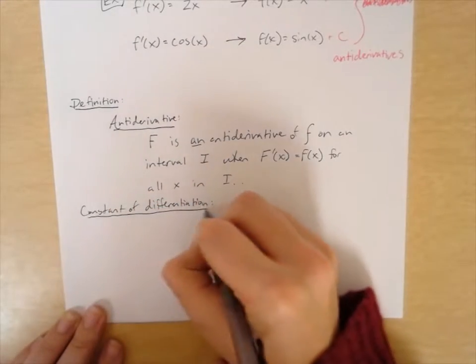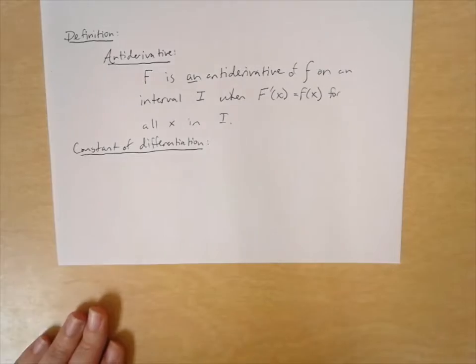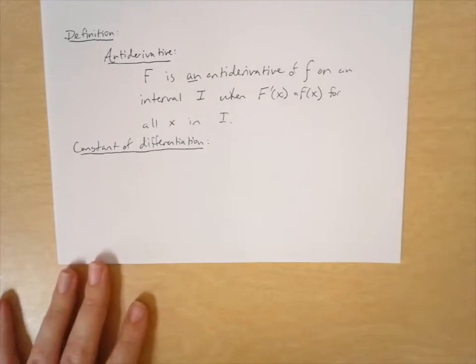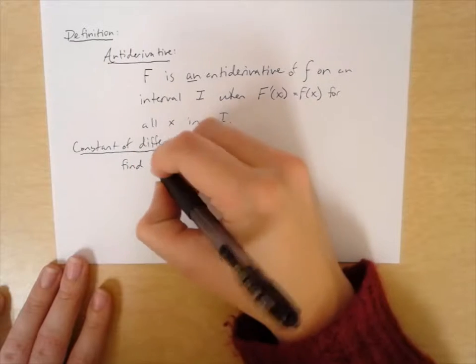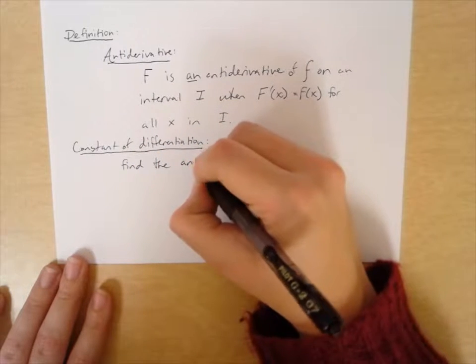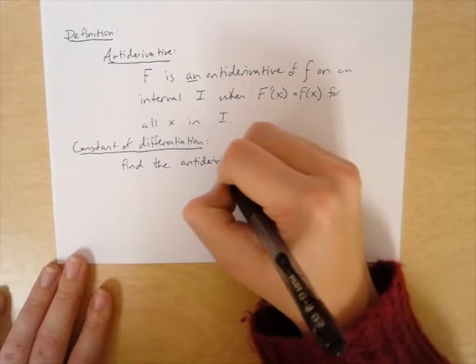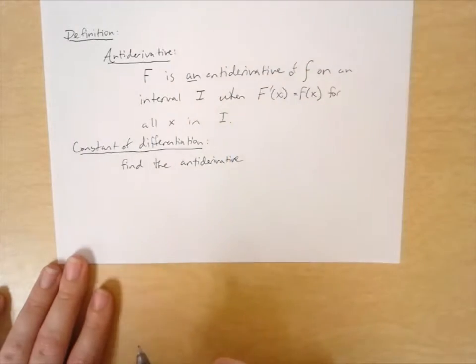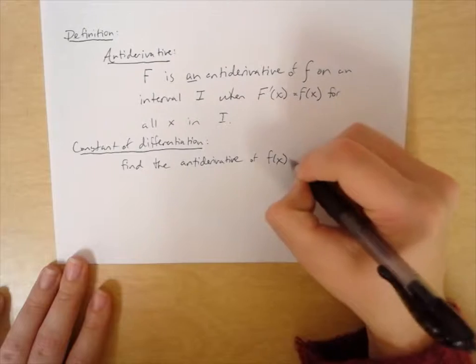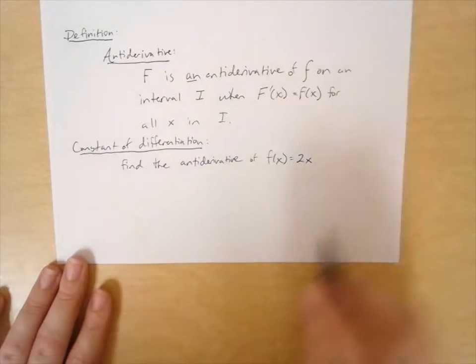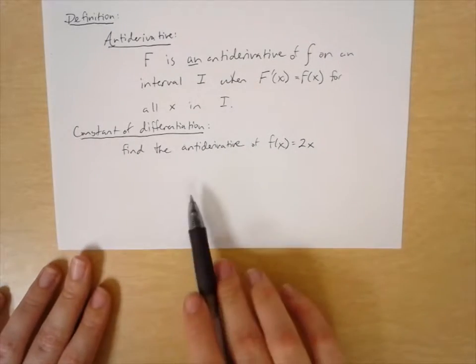That's what we call that C value I was just talking to you about, the constant of differentiation. And let's just go through a quick example here. Find the antiderivative of f of x equals 2x. And what we can do here is go backwards.